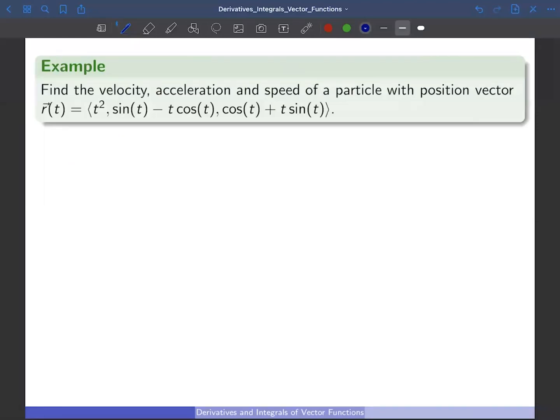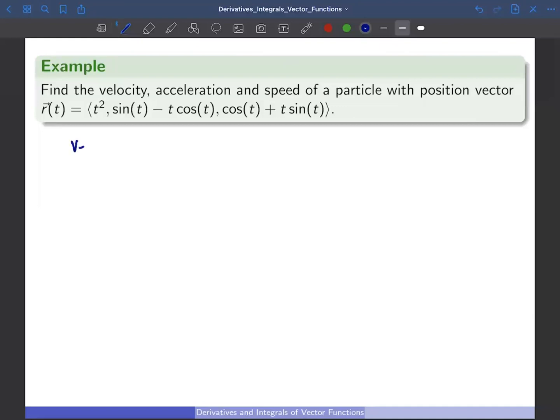In this example, it is asked to find the velocity, acceleration, and speed of a particle with position vector r of t that is equal to the vector with x component t squared, y component sine t minus t cosine t, and z component cosine t plus t sine t.